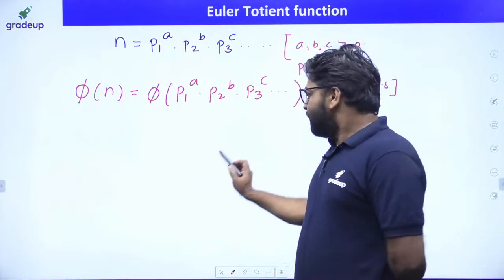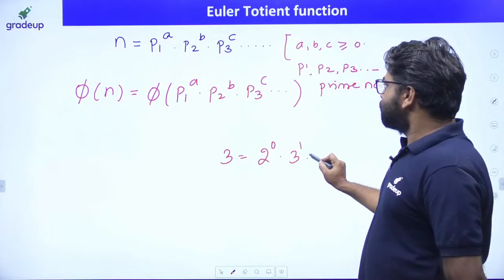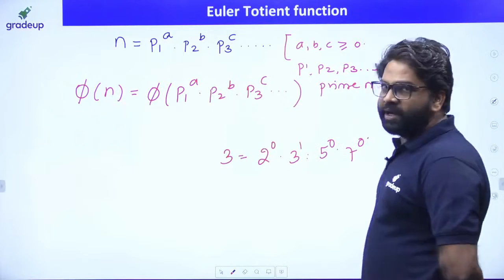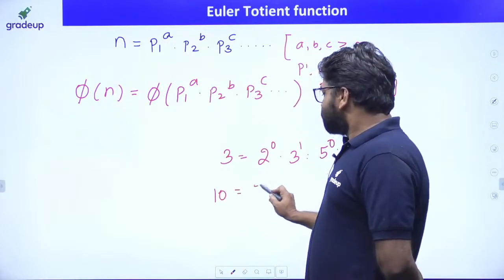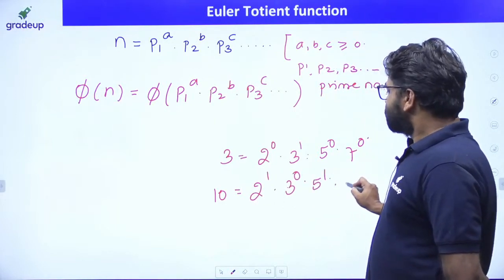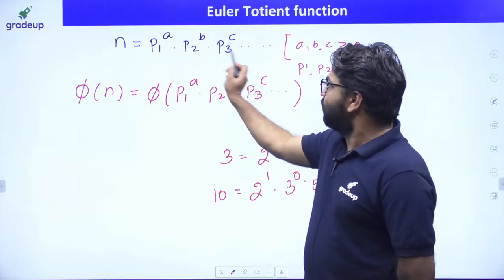Either you take 2, or let's take 3. See what will happen if you take 3: 2 raised to 0, 3 raised to 1, 5 raised to 0, 7 raised to 0. In this way you can write it down for any particular number. What will happen if I take 10? You can write it as 2 raised to 1, 3 raised to 0, and 5 raised to 1. So any positive integer you can write in the form of that.